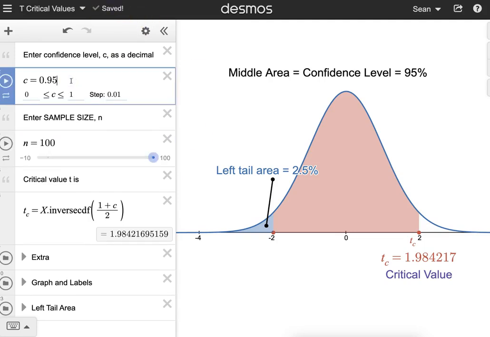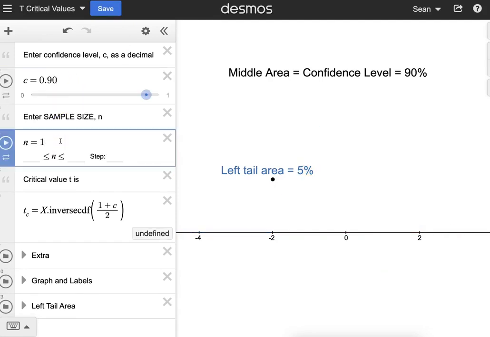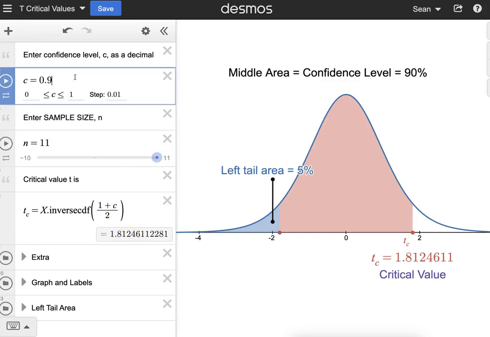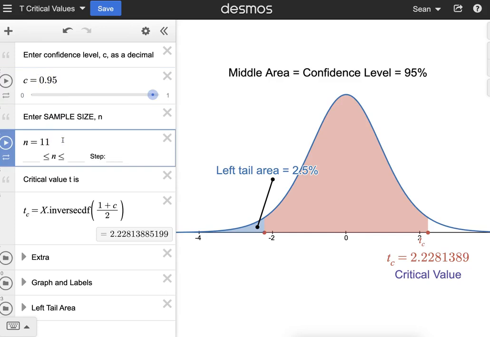Now suppose we want a 90% confidence interval and our sample size is 11, then we would have a critical value t of 1.81. And lastly, if we want a 95% confidence level, we would input 0.95, and if we have the sample size 11, then the critical value t is 2.23, rounded to 2 decimal places.